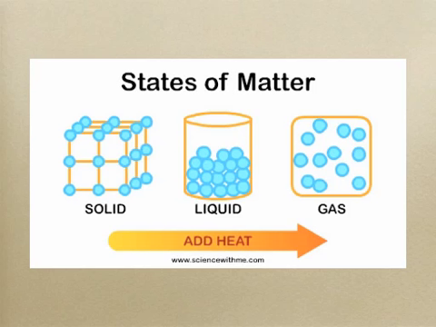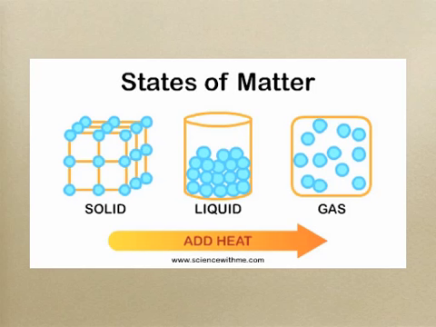We all know there are 3 states of matter. Most of you probably know that there is a 4th state of matter called plasma, but unless you're living on the surface of the sun, you're not likely to experience that one. So we're going to stick to these 3. The 3 states of matter are solids, liquids, and gas.